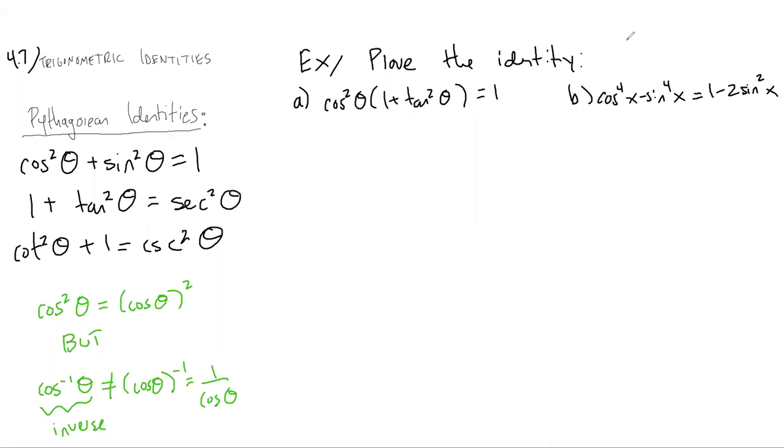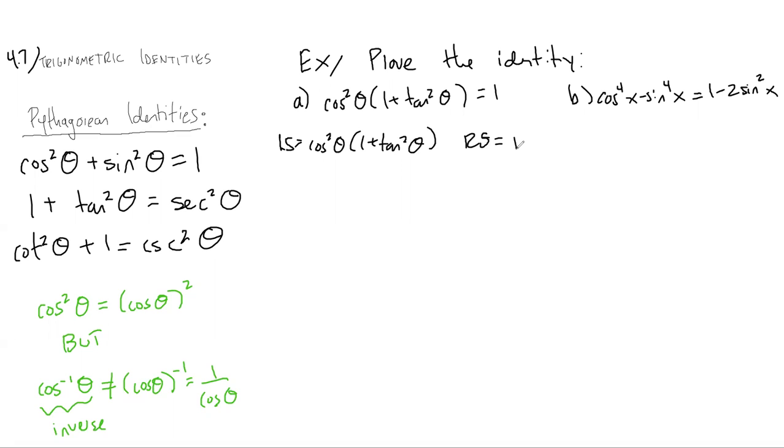Using these identities, we can prove a whole bunch of new identities. So yeah, using these simple identities, we can prove a whole bunch more big, complicated identities like what I've written here. So this first one shouldn't be too bad. We've got cos squared theta times 1 plus tan squared theta equals 1. As always, we are going to split this into a left side, right side. And then work with the two sides independently.